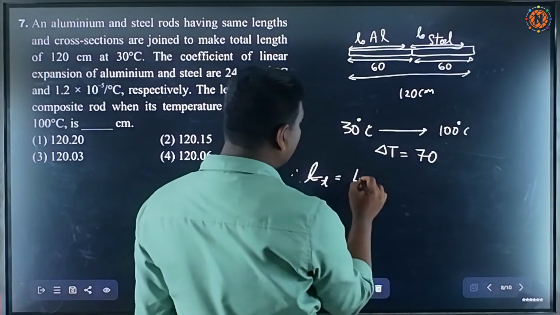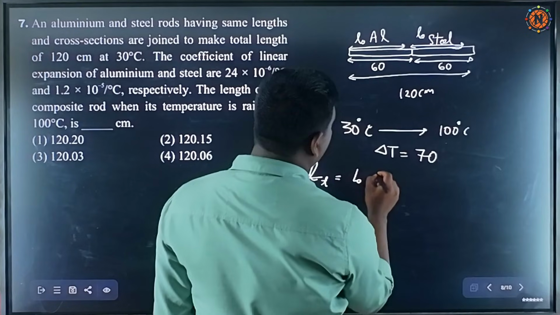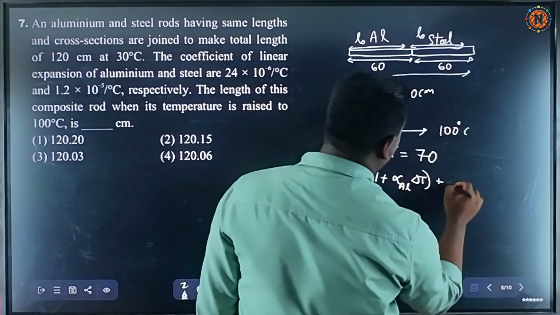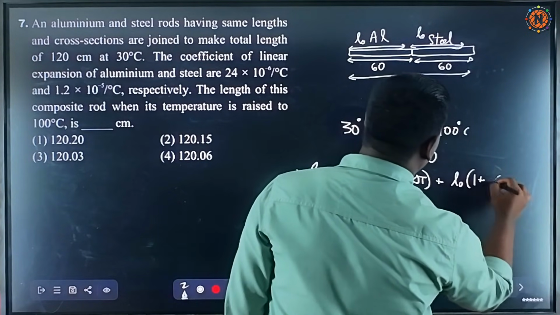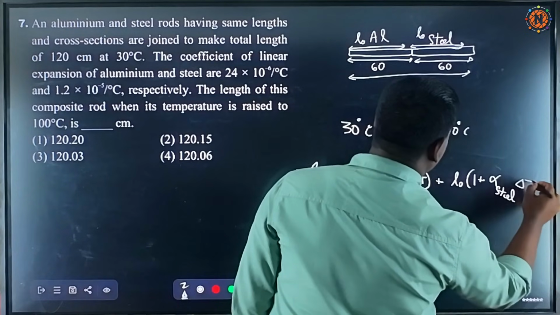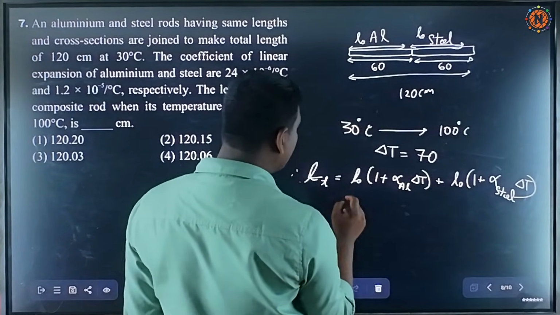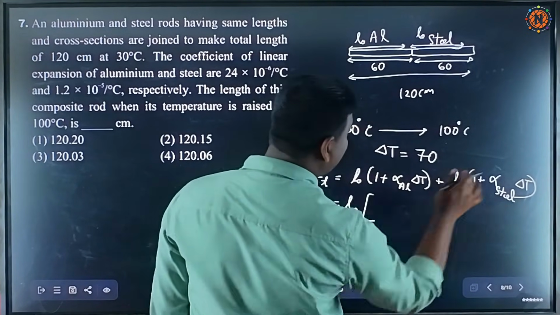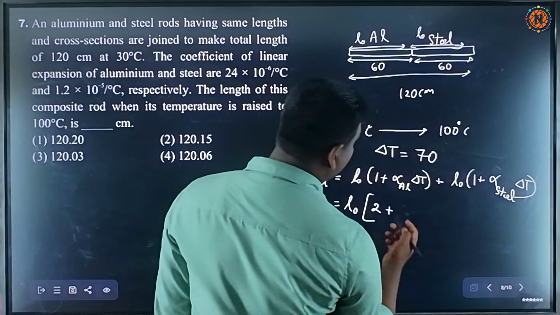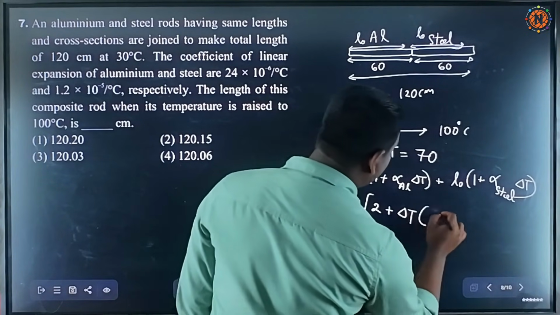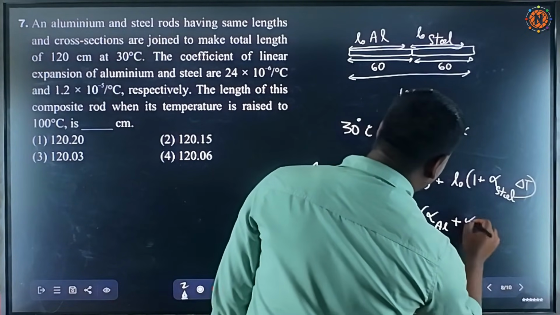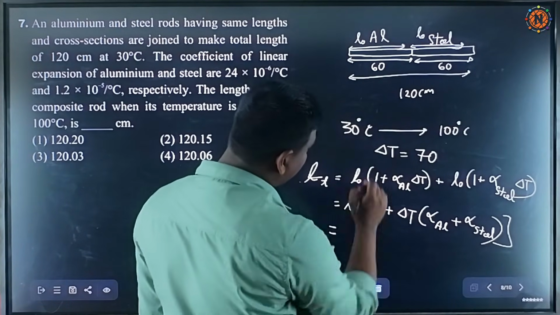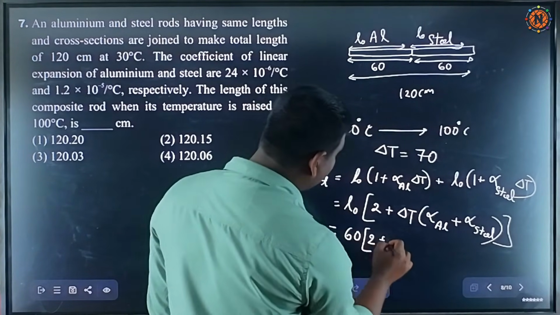Let us consider this is LT. So this will be L naught 1 plus alpha aluminum delta T plus L naught 1 plus alpha steel delta T. Now as you can see both the rods have same length, so we can take L naught common. So if you take L naught common, 1 plus 1 will be 2, plus, if you take delta T common, in the bracket we will have alpha aluminum plus alpha steel. Next, L naught individual length will be how much? 60 x 2 plus delta T is 70.